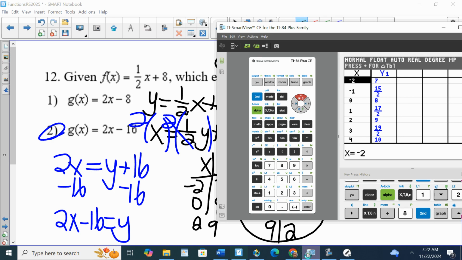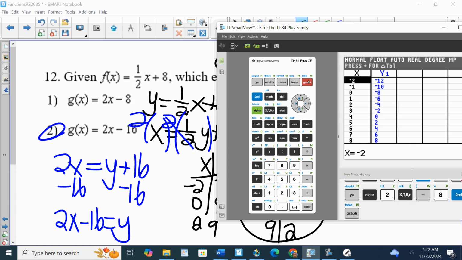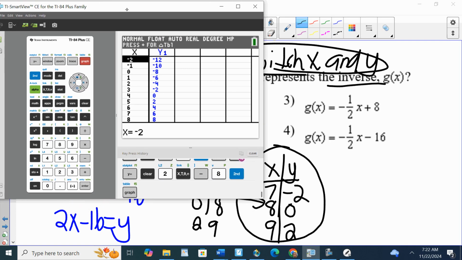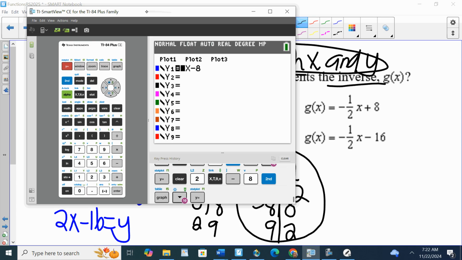I like to go through it one at a time. If you want to try and do all 4 at once, good luck to you. It might be a little too much or it might not. I'll start with 2x minus 8. I look at the table. I'm looking for 7, -2, 8, 0, and 9, 2. 7, -2, nope. I take a look at choice 2, 2x minus 16.